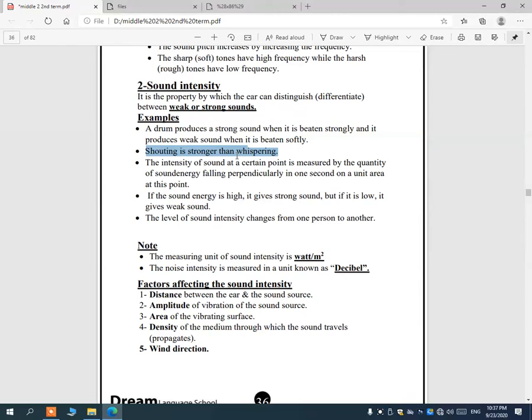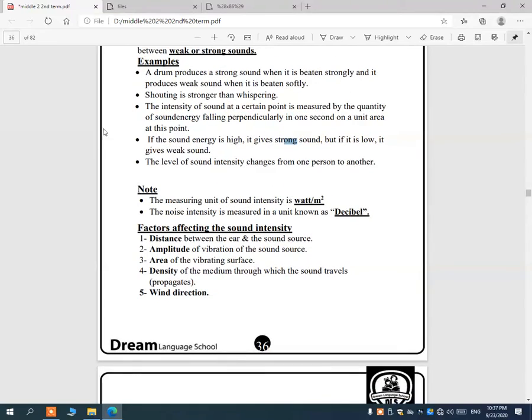Okay, so the intensity of sound is related to energy. The more sound energy, the more sound intensity. If the sound energy is high, it gives a strong sound, but if it's low, it gives a weak sound. And the level of sound intensity changes from one person to another. Sound intensity is not the same for all persons.